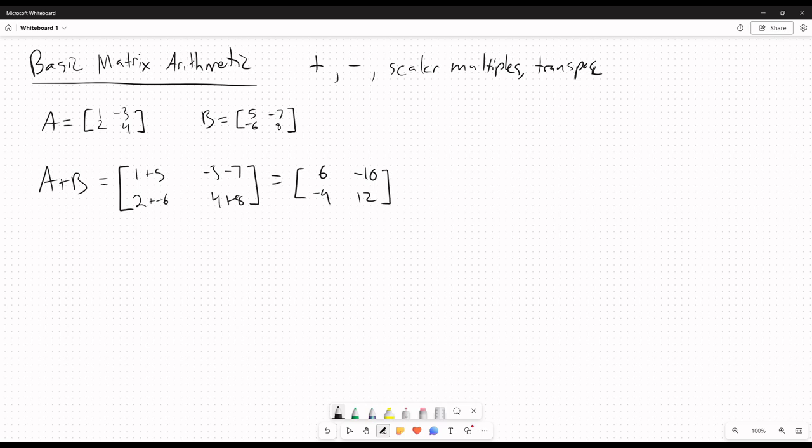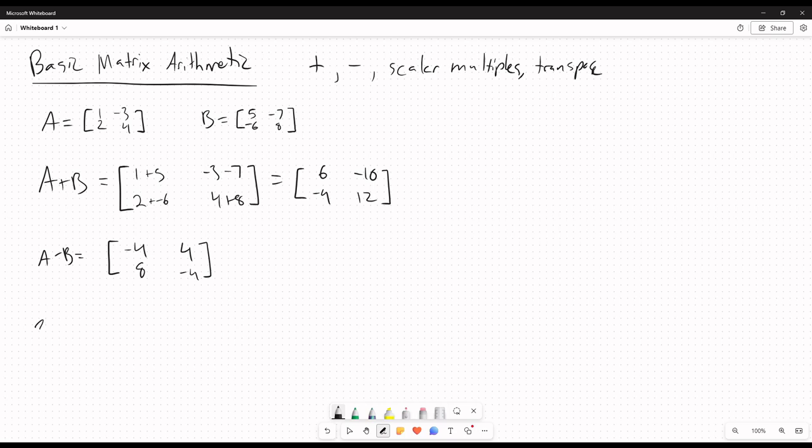Subtracting matrices works similarly. You subtract component by component. So we'd have 1 minus 5 is -4, -3 minus 7, that's going to be -10, 2 minus -6, that's going to be 8, and 4 minus 8 is -4. Okay, so that's subtraction.